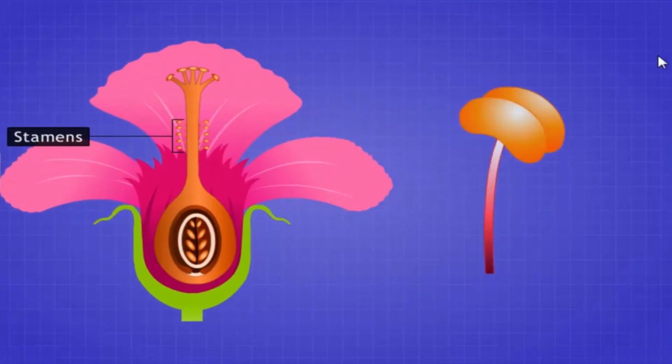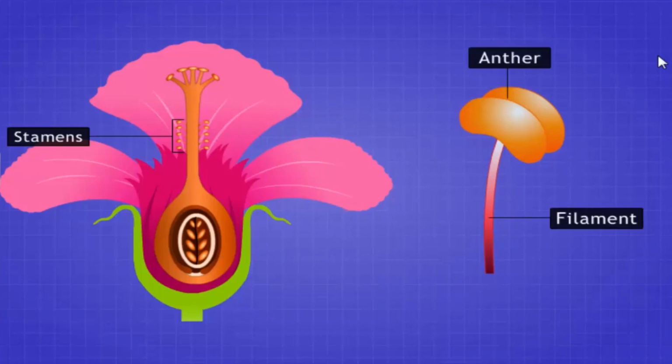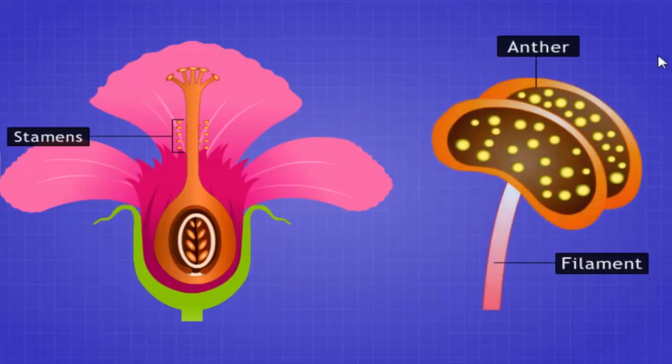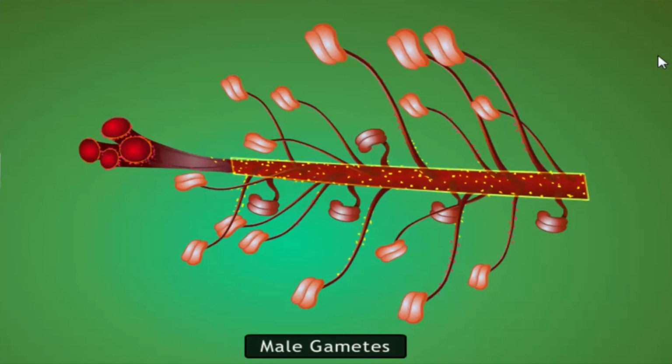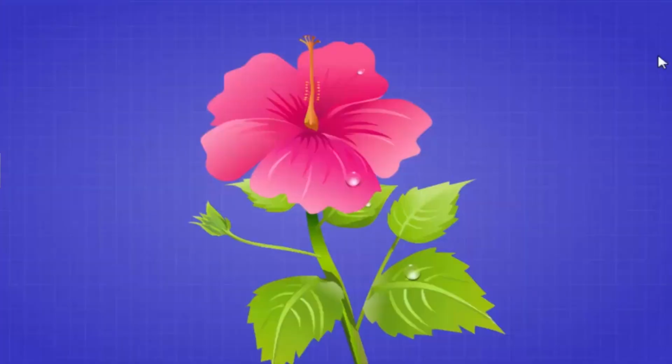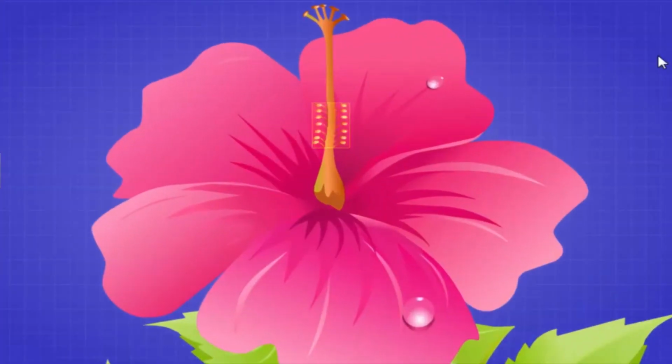Each stamen consists of a long filament that bears two knob-like anthers at its tip. The anther contains pollen sacs, which produce pollen grains. These are yellow powdery particles containing the male gametes or the male reproductive cells. Flowers have either 3 or 5 or multiples of 3 or 5 stamens.